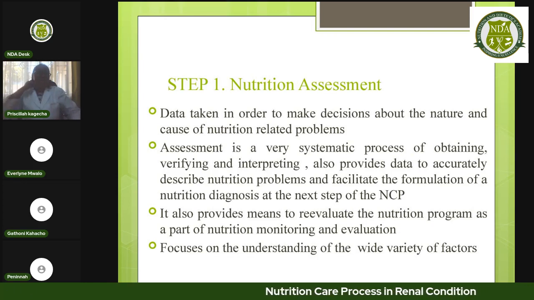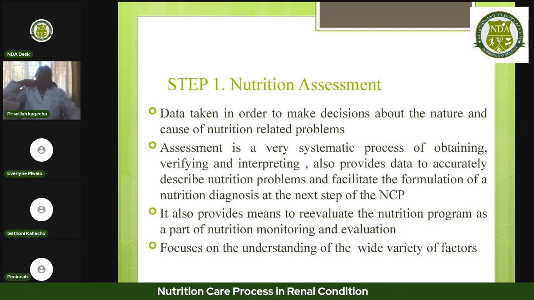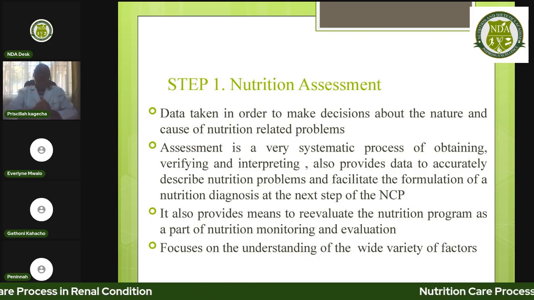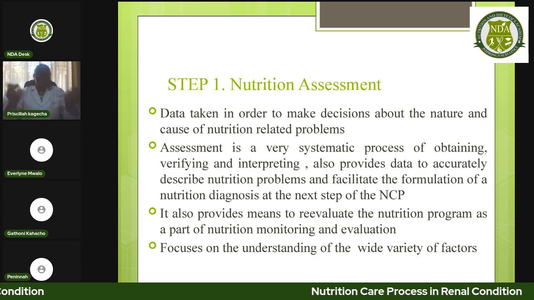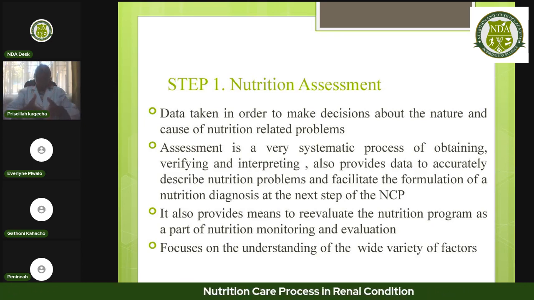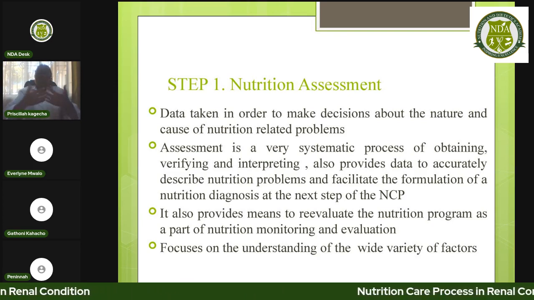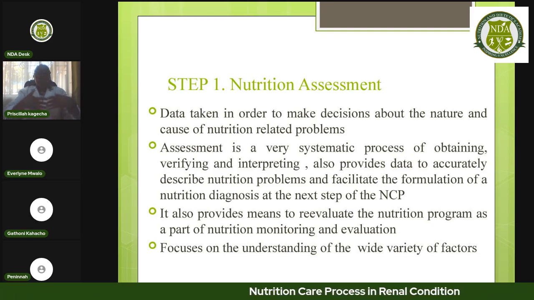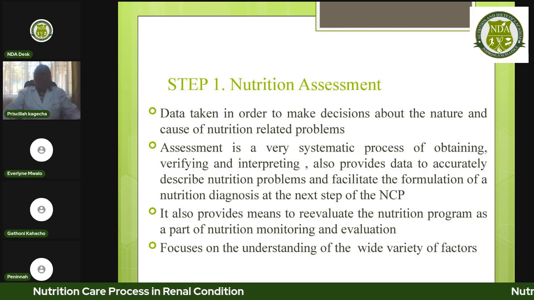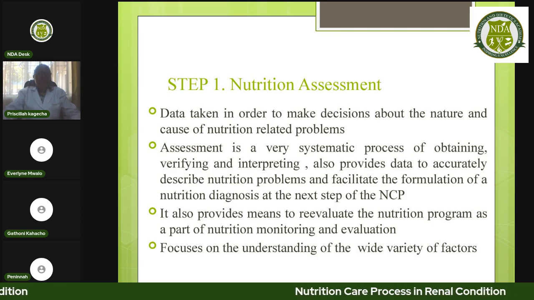The next, in nutrition assessment, we want to look at the biochemistry, where you will look at the lab values. Take, for example, you may want to look at the full blood count, the UECs, which are very important in renal conditions, the LFTs, the PTH, the serum glucose, and this will help you in coming up with a nutritional diagnosis.